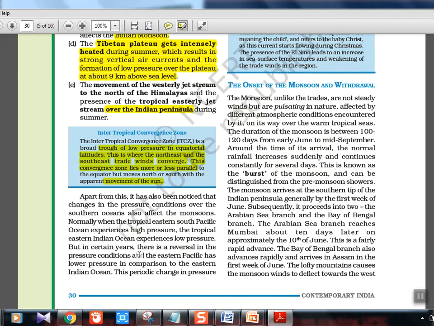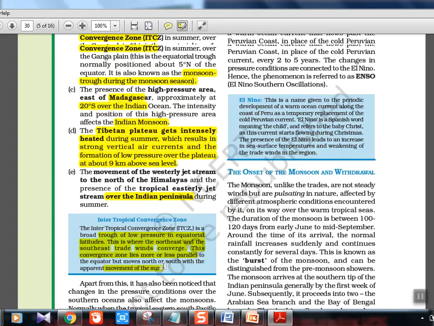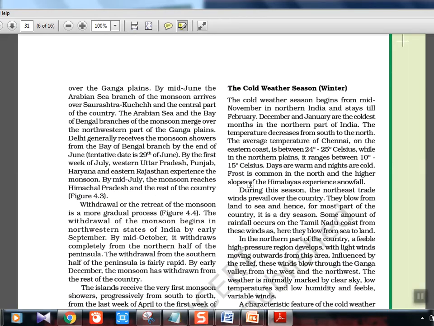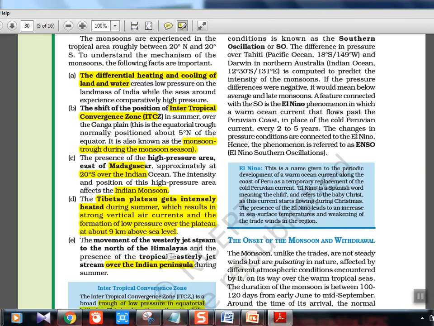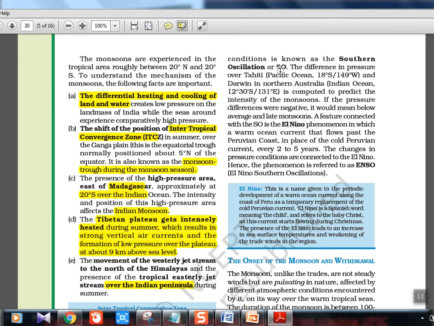Now, affecting the monsoon, same thing I told, is the periodic change in pressure and wind. Southern oscillation, I don't think they have a proper definition here, but we'll see what they have given. Normally when the tropical eastern South Pacific Ocean experiences high pressure, the tropical eastern Indian Ocean experiences low pressure. Normal year they are telling. But in certain years there is a reversal in the pressure conditions, and the eastern Pacific, the place which I told, near after Japan and all, the eastmost place, has low pressure in comparison to the eastern Indian Ocean. This periodic change in pressure conditions is known as southern oscillation or SO.